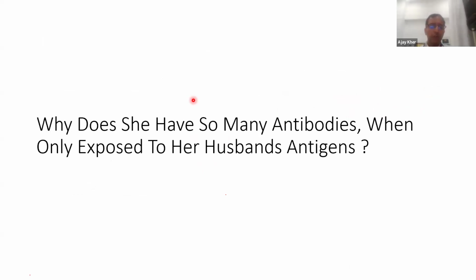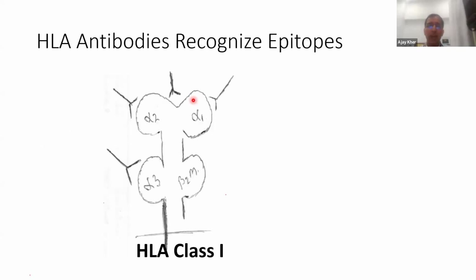Another question, kind of a curiosity question, is that the wife only saw her husband's antigens. But despite seeing only her husband's antigens, she now has antibodies to hundreds and thousands of people. How did that happen? One of the keys to understand, and this is class 1, is that you have an alpha 1, alpha 2, alpha 3, and you have the beta 2 microglobulin here. The anti-HLA antibodies may recognize any part of this. They may recognize this part, they may recognize the hinge region, they may recognize the alpha 2 chain or the alpha 3.